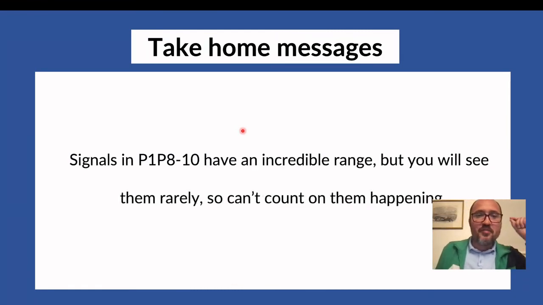Now, signals in pick 8 to 10 have an incredible range because they cover the whole table, but you will see strong signals from them rarely. So you shouldn't count on them happening too often. And because of that, their usefulness is lower. Because as I mentioned, if something happens once every 1,000 drafts, it's useful. But I guess then it's so obvious that you don't need any kind of theory to figure it out.